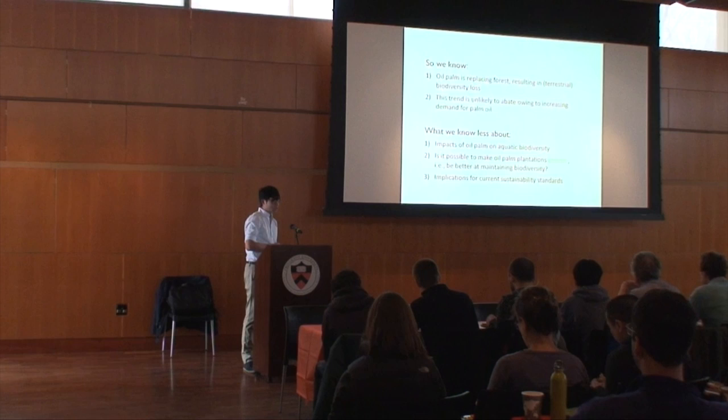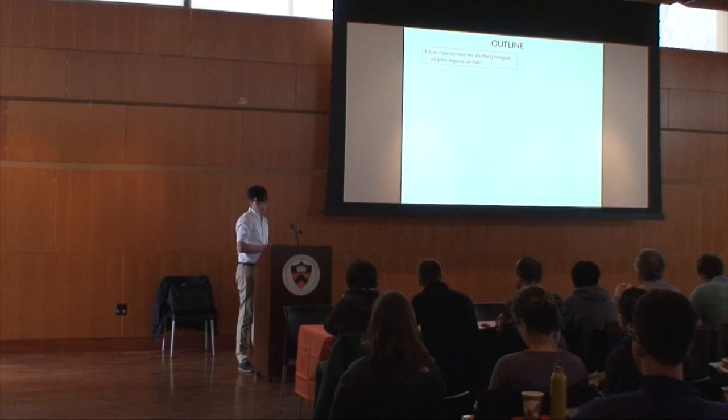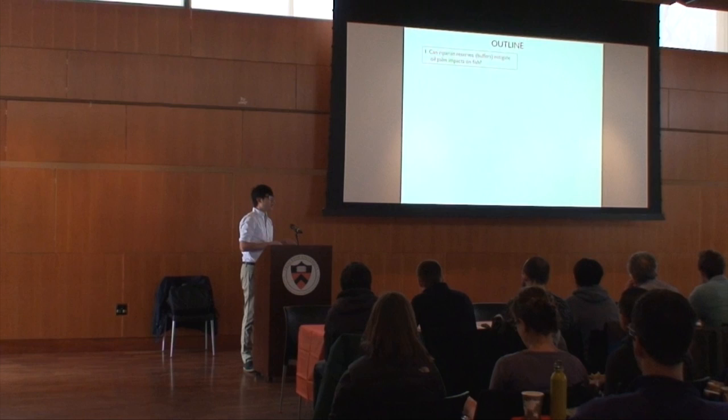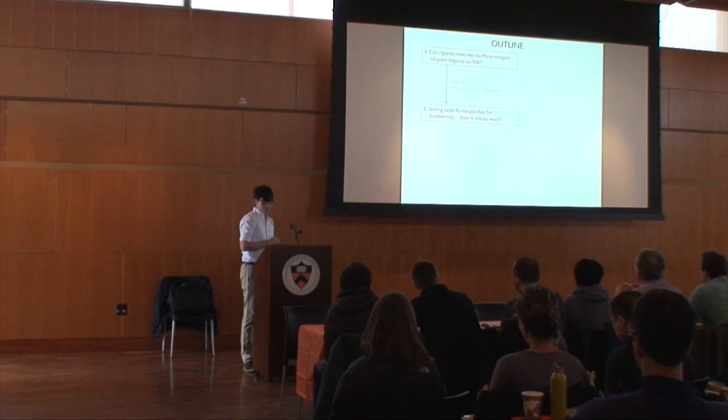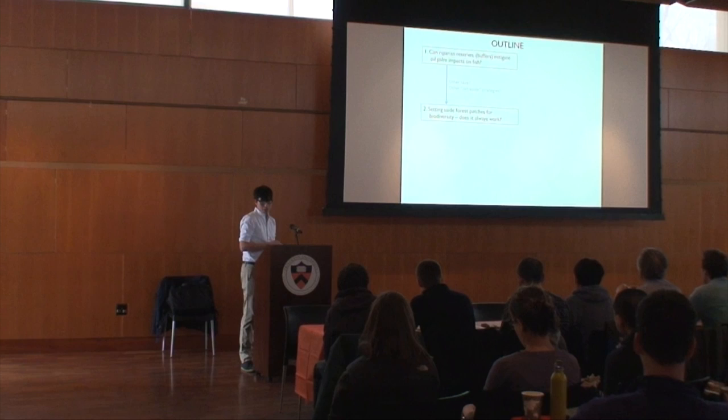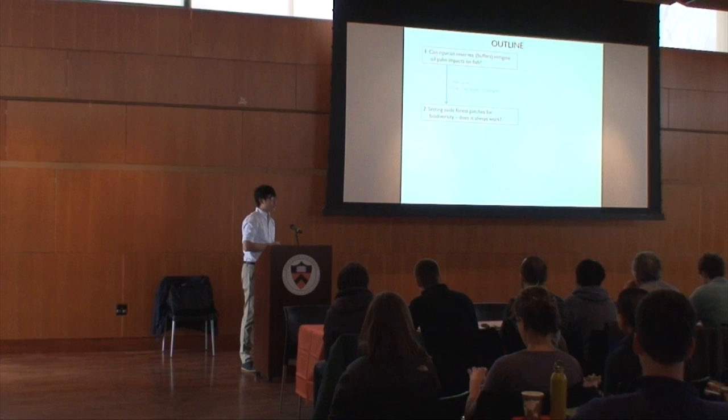So the outline of my talk will be, first I will present a study that elucidates the impact of oil palm agriculture on aquatic biodiversity and the effectiveness of a common mitigation strategy, riparian buffers, which is retaining forests around streams. Second, many sustainability standards call for the retention of forest patches, be it riparian forest patches as well as non-riparian forest patches. And then I review existing studies to assess if this approach actually works for biodiversity conservation.